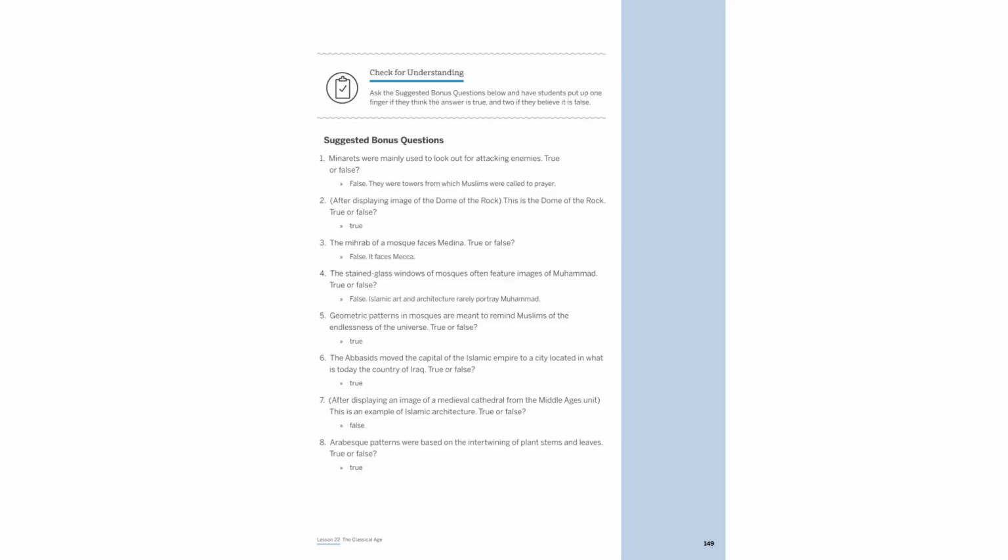Minarets were not for spotting enemies. They called Muslims to prayer. The Dome of the Rock is correctly identified. Mihrabs face Mecca, not Medina. Islamic art avoids depicting Muhammad.